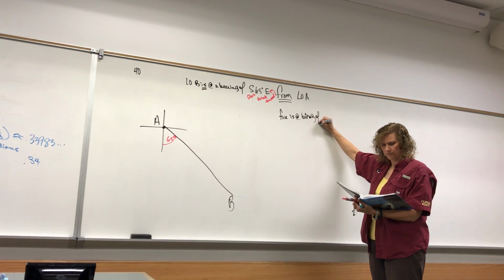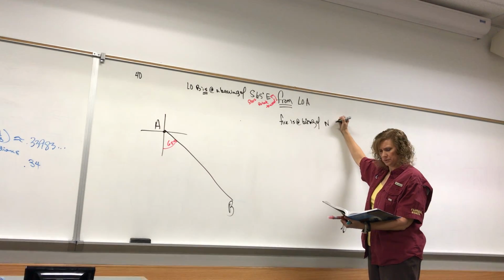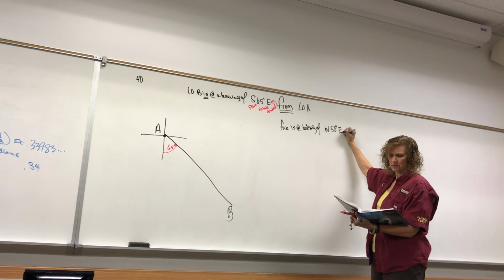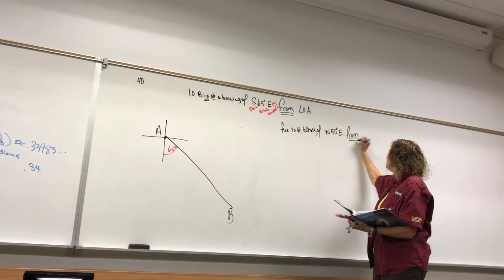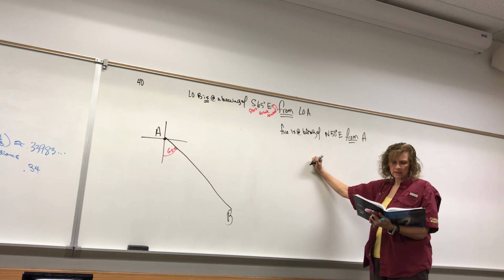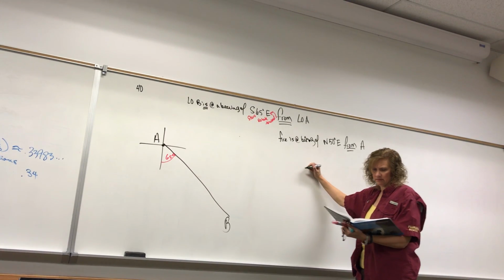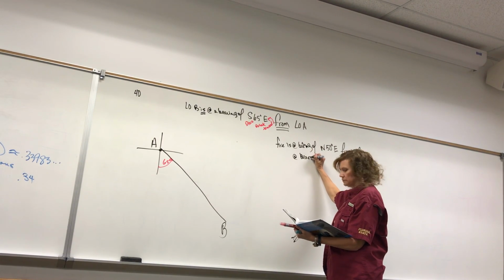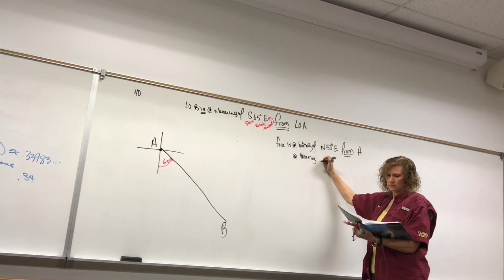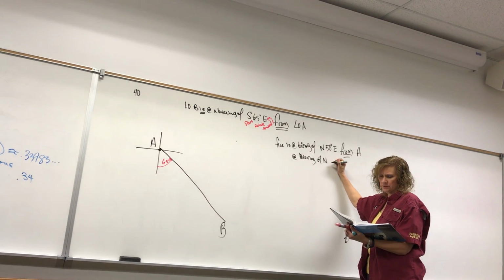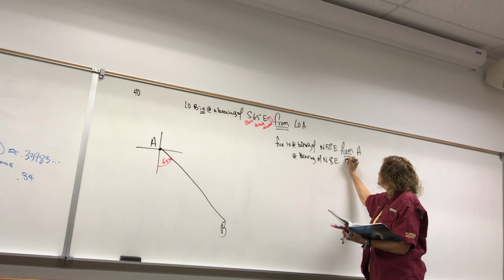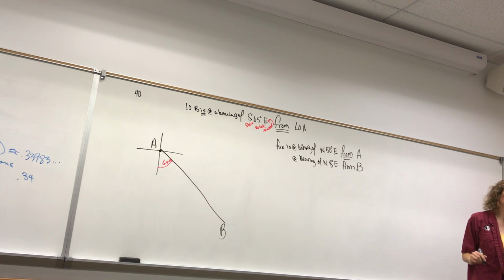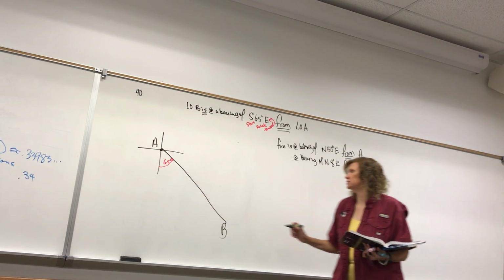of north 50 degrees east from A, and the bearing is at a bearing of north 8 degrees east from B. Okay, we also know that A and B are 20 miles apart.